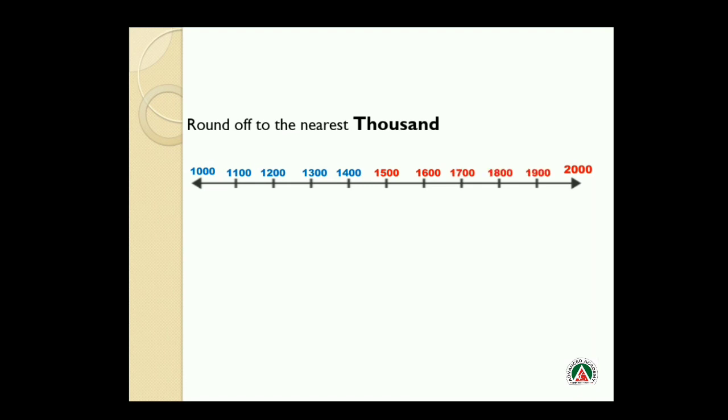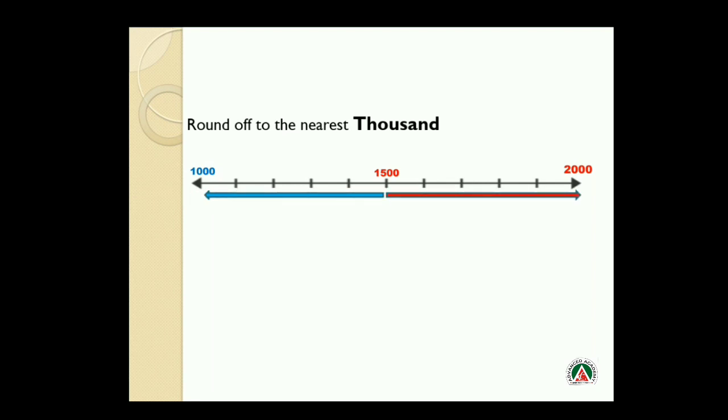Okay, so which number will we round off? Let us suppose this time we will round off 1500. So we draw our round up arrow and round down arrow, and see the distance. Oops, both distances are the same.